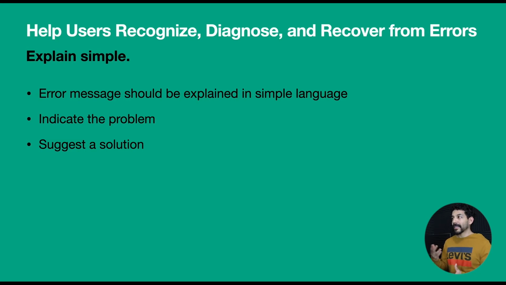Next, help users recognize, diagnose, and recover from errors. So an error message should be explained in simple language as opposed to some complicated language that the user doesn't even know what the heck is going on. Just simple words, and also indicate what the problem is, what's going on, or suggest a solution. How can you solve this? Maybe tap this to reload. Something simple, a solution that's very to the point.